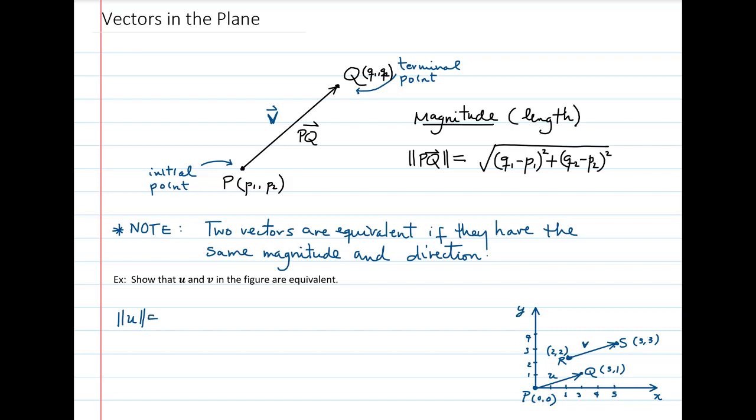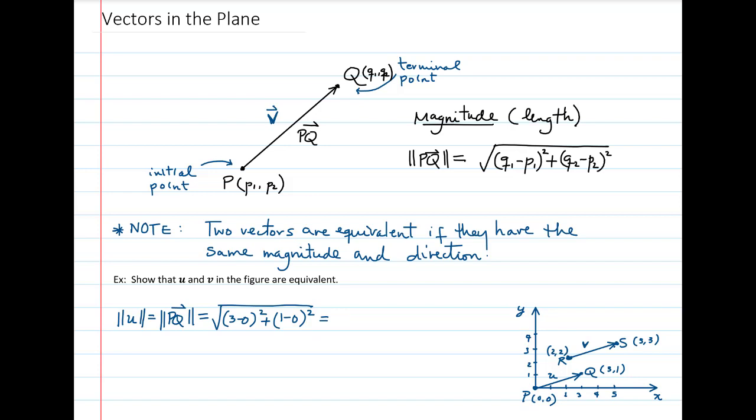So here's an example where we have two vectors, and you see the picture on the right, u and v, and we want to show that they're equivalent. The way to show this is to first show that the magnitudes of both are equal. So we'll compute the magnitude of u, which is PQ. Notice how P is the origin, (0, 0), and Q is (3, 1). I'm just going to use my distance formula, my definition of magnitude, to find the magnitude of vector u, which is the directed line PQ.